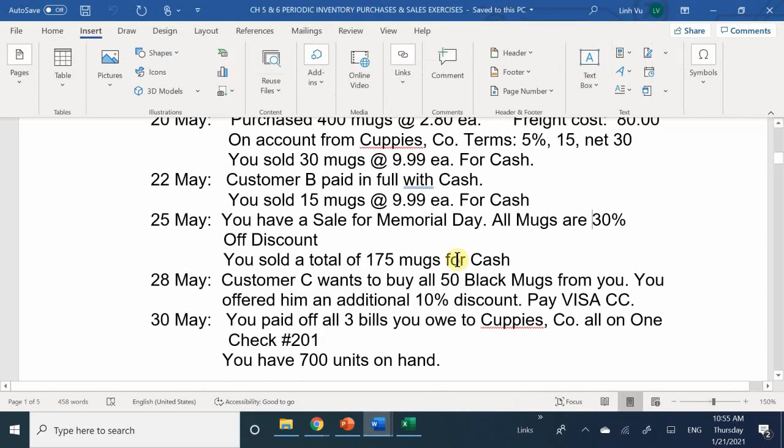Now let's go ahead and see what happened next. On the 28th, customer C wants to buy all 50 black mugs from you. And because they're getting rid of this inventory that you originally didn't purchase in the first place, you offered him an additional 10% discount. And he paid with a Visa credit card. How are you going to do this transaction?